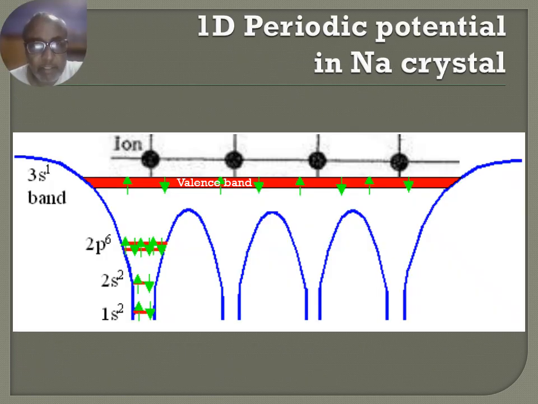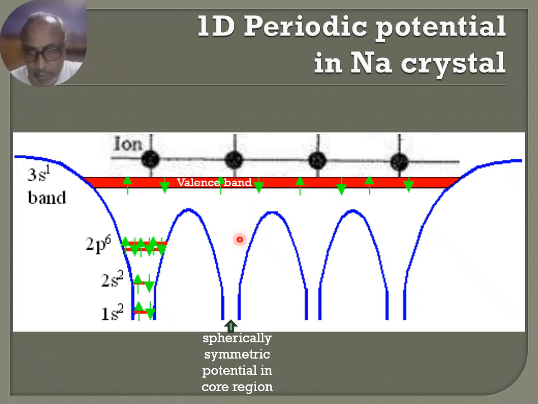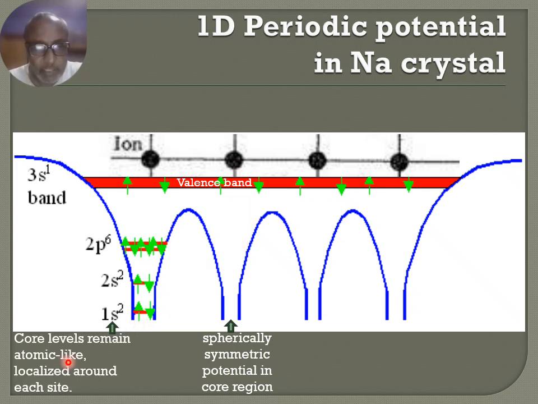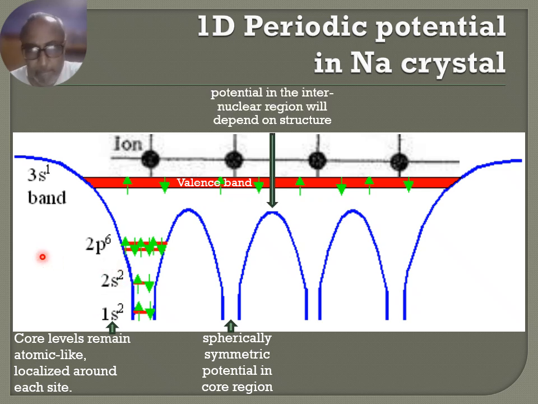This is a schematic diagram showing a one-dimensional periodic potential in a crystal. The positions of the nuclei or ions are shown here. The potential in the core regions is spherically symmetric. The core regions remain atom-like and localized around each site. The potential in the internuclear region will depend upon the crystal structure. The potential at the surface of the crystal goes to 0.